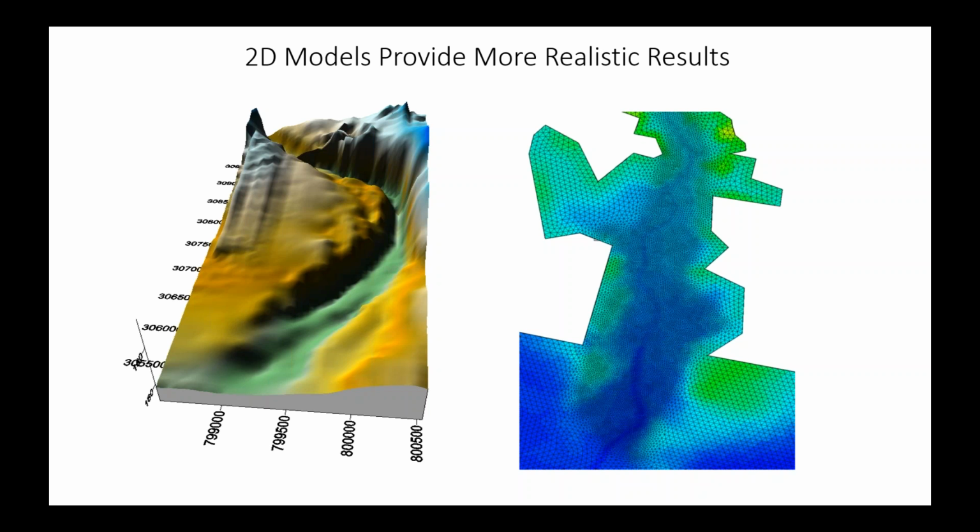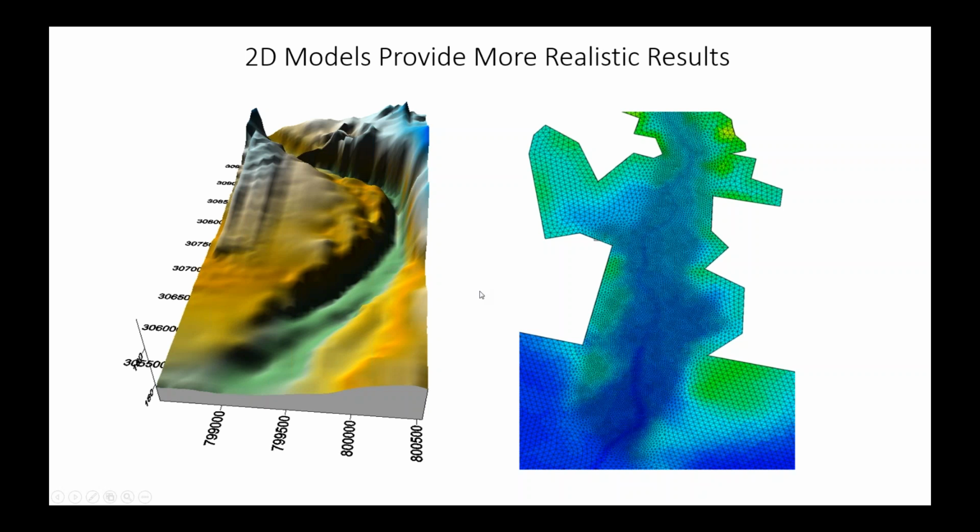So when you represent this three-dimensional surface or terrain, which is maybe very complex, as you can see there, with the two-dimensional mesh, the two-dimensional model is able to capture the actual terrain in a much better way than it can be done with a 1D approach.